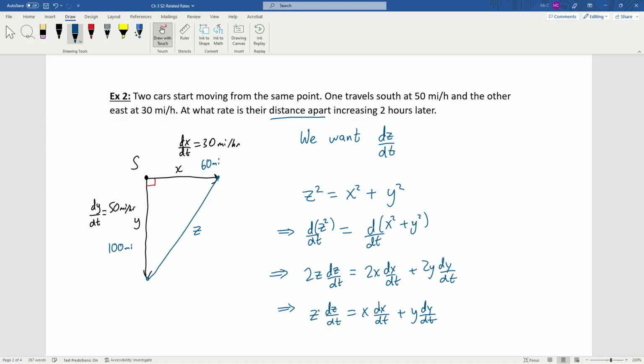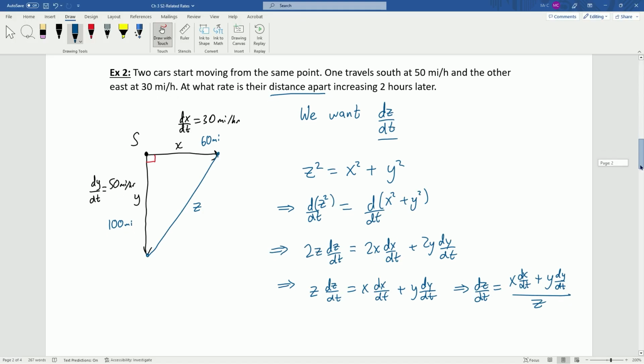And then I'm going to divide all of that by z, because what do I want? I want dz/dt, so I'm just solving it algebraically. So dz/dt equals x dx/dt plus y dy/dt, divided by z. Okay, so I know what x is at the given time I'm concerned with. I know what y is. I know what dx/dt and dy/dt are. But I'm missing this piece, z.